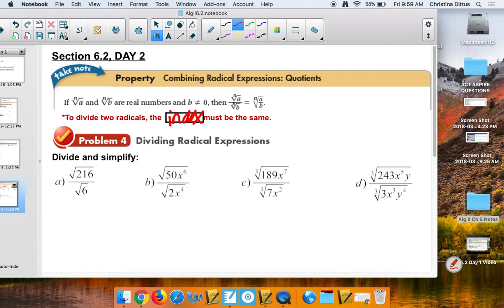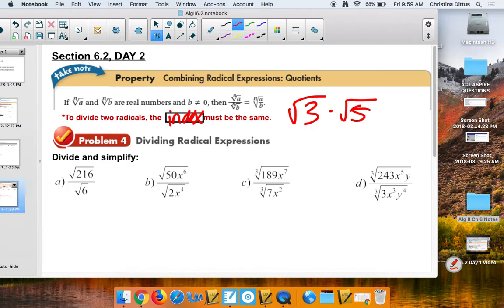Okay. Just like yesterday, when we multiplied, what did we do with our radicand, our inside number? Like if I had square root of 3 times square root of 5, what did we do with 3 and 5? Multiply. Guess what we're gonna do today?